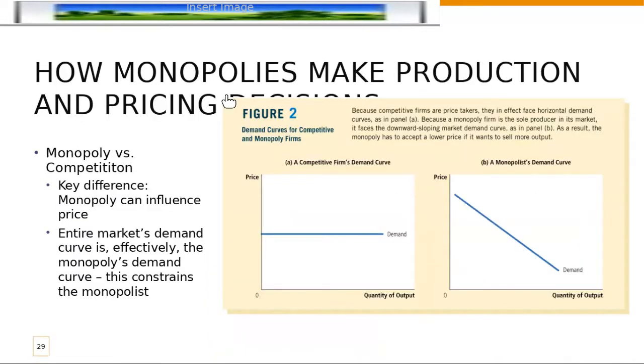So how do monopolies make production and pricing decisions? Well, the key difference between monopoly and competition is that a monopoly can influence price. An entire market's demand curve is effectively the monopolist's demand curve. This does constrain the ability of the monopolist to set whatever price they want. However, given that the demand curve is the monopolist's entire demand curve, they can figure out how much they want to make and then price up to the demand curve to sell that amount.